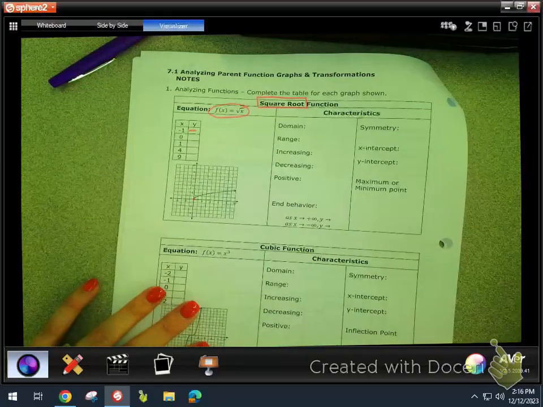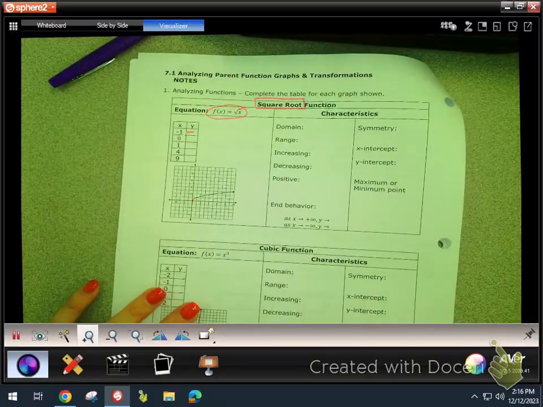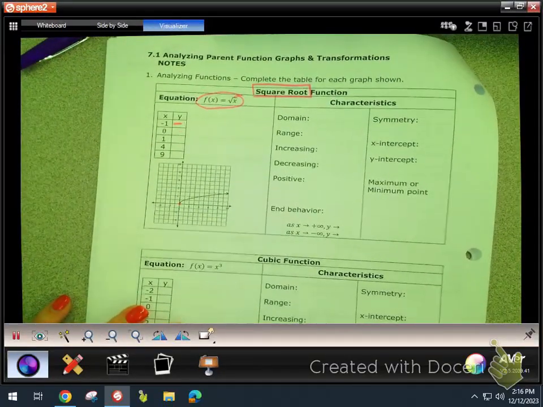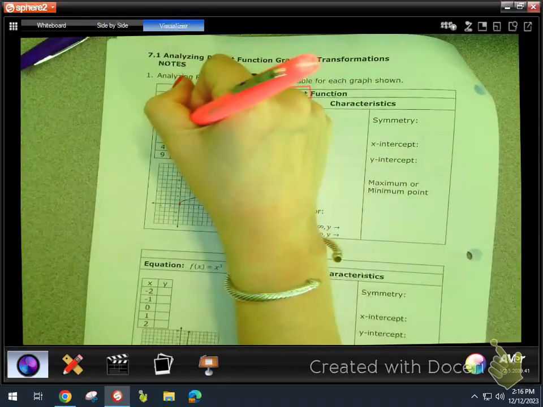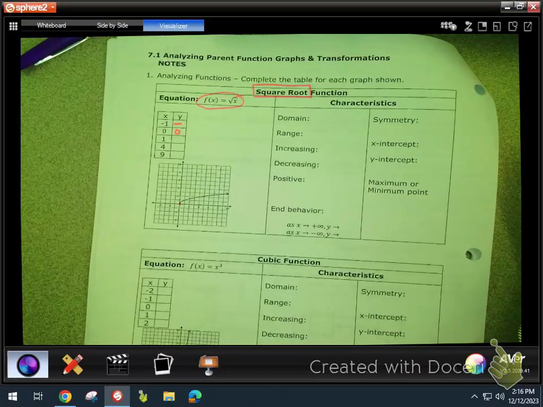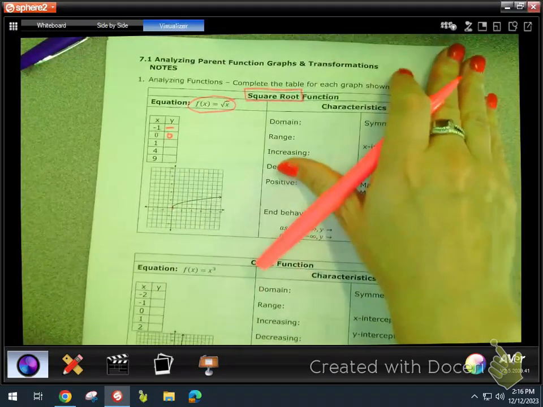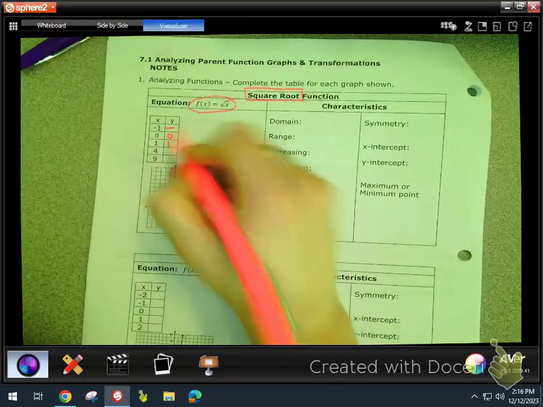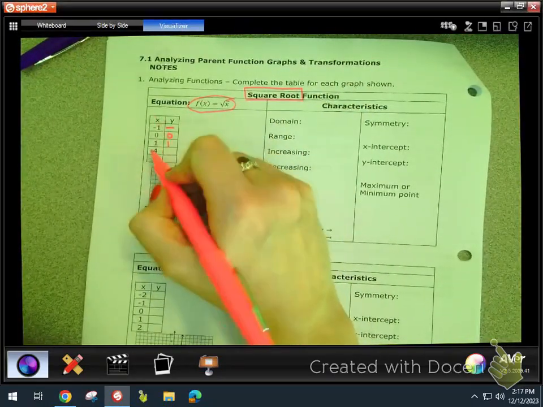is -1. What about 0? Can you take the square root of 0? It's 0. The square root of 0 is 0. Any root of 0 is 0. Okay? 1, what's the square root of 1? 1.